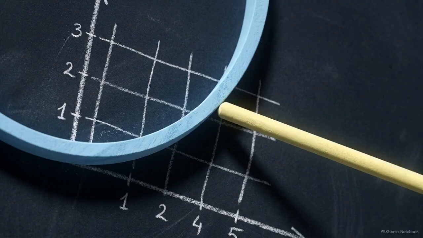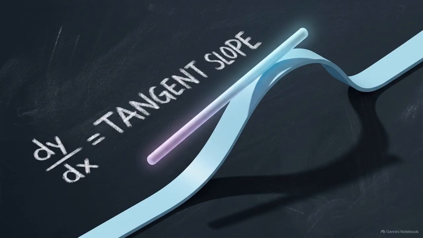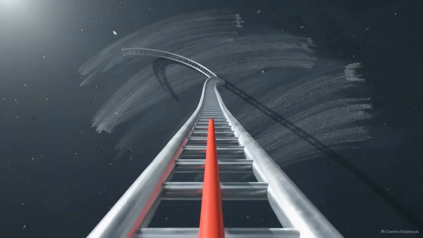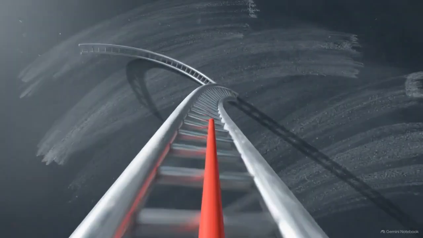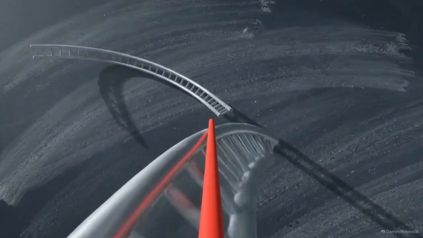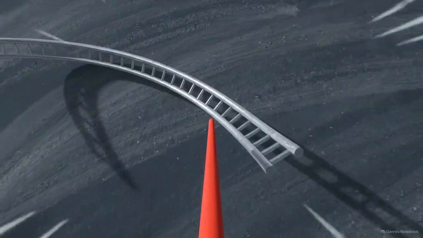That perfectly balanced straight line touching our curve at exactly 1 point is called the tangent, and its slope is exactly equal to the derivative, dy over dx, of our function. The derivative is the physical steepness of that tangent line. It turns a shifting, curving path into a concrete, measurable direction.